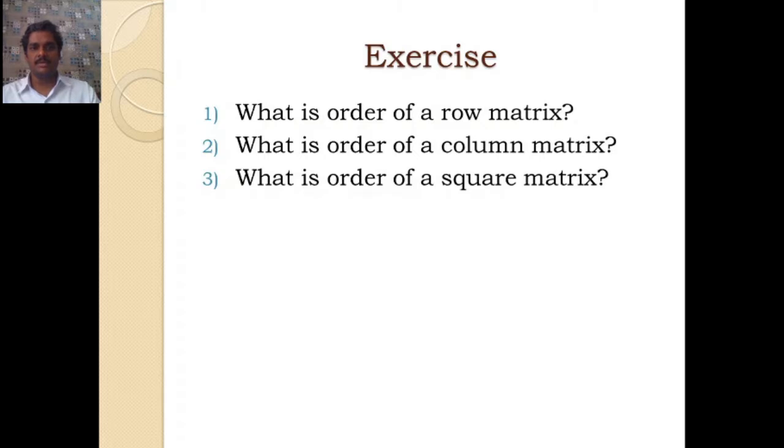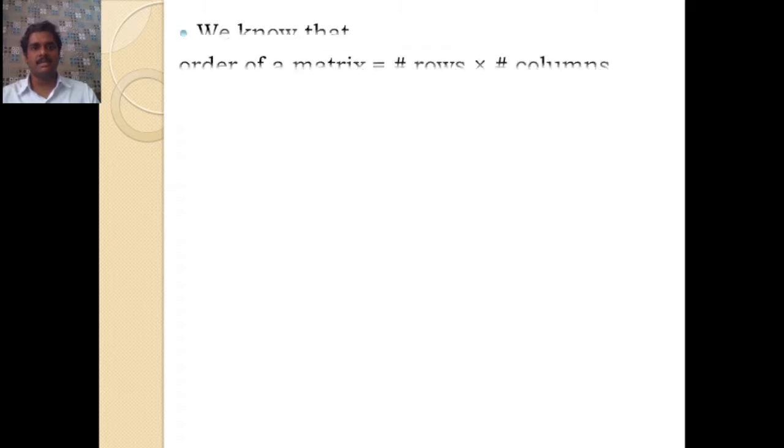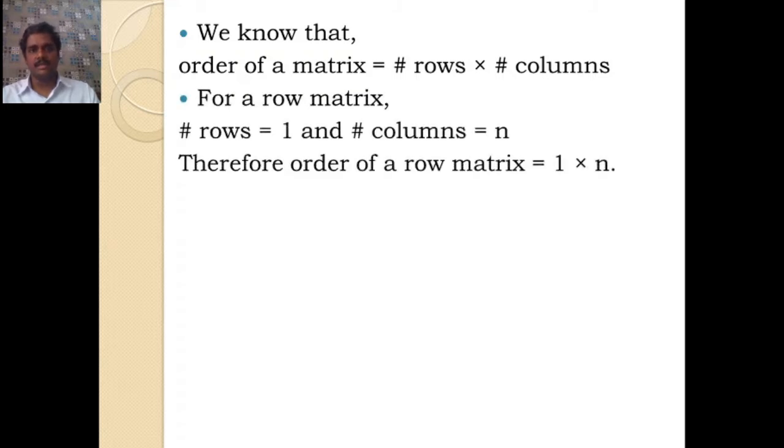What is the order of a row matrix, column matrix and a square matrix? As you all know, the order of a matrix is number of rows by number of columns. For a row matrix, number of rows equals 1 and number of columns equals n. Therefore, the order of a row matrix is 1 by n.